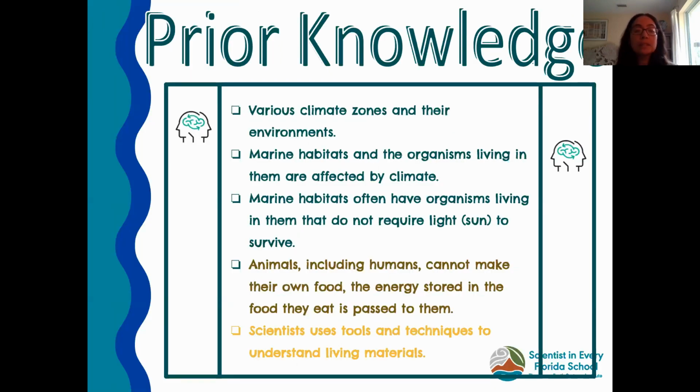As far as prior knowledge, this could change a little based on which direction you want to take it, but it's going to be important to know that climate zones and their environments, and what can live there, differ. Also different aquatic habitats, whether brackish water, marine, or freshwater, could affect it. We also wanted the nature of science standard at the bottom: scientists use tools and techniques to understand living materials.